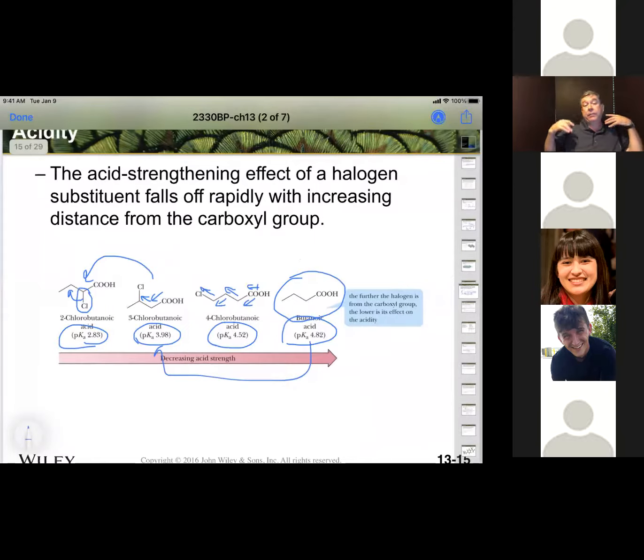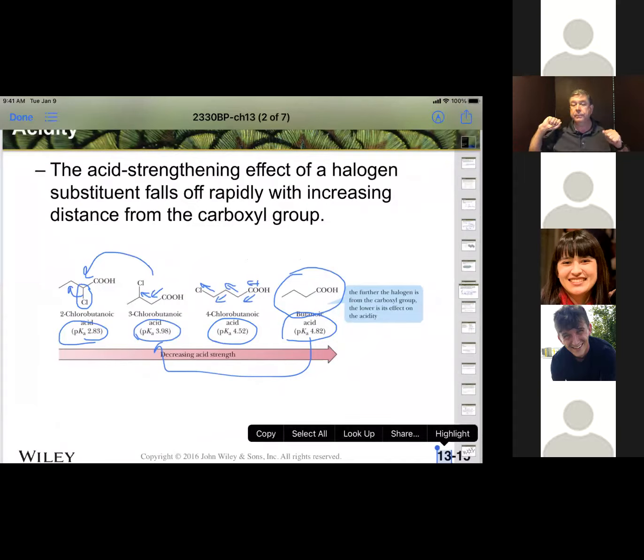So if I were to give you 2 carboxylic acids and say which of these is more acidic, you're going to look for the number and distance the electron withdrawing group is away from that carboxylic acid. All right, questions on that?